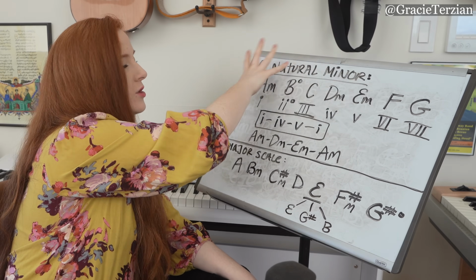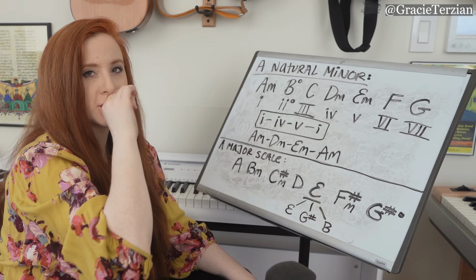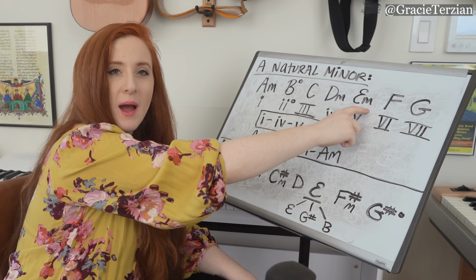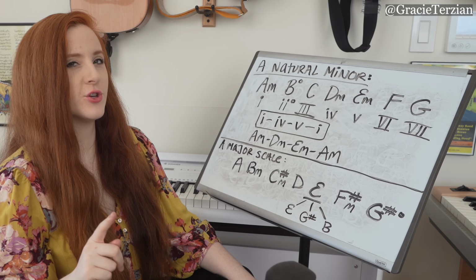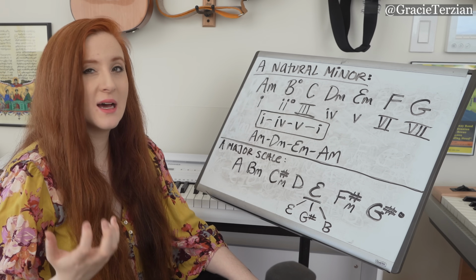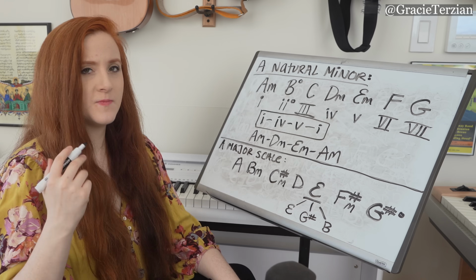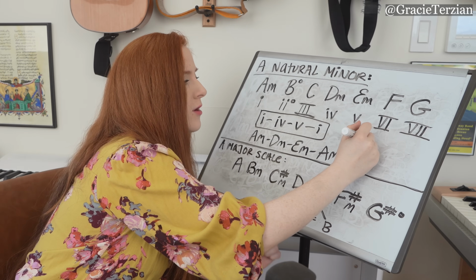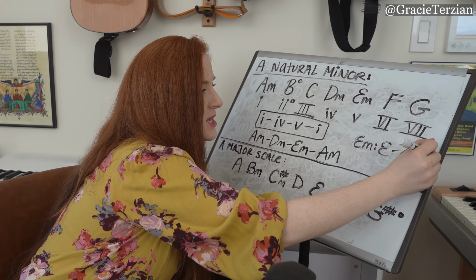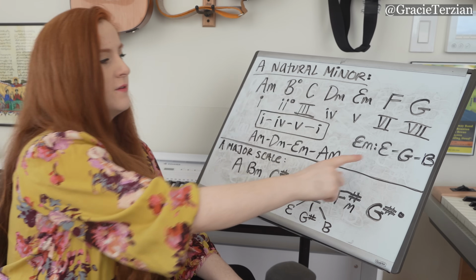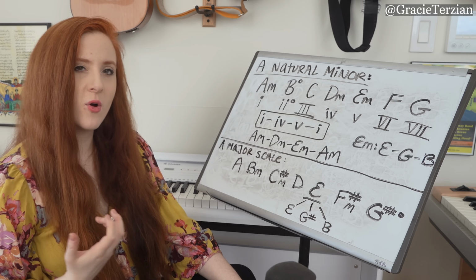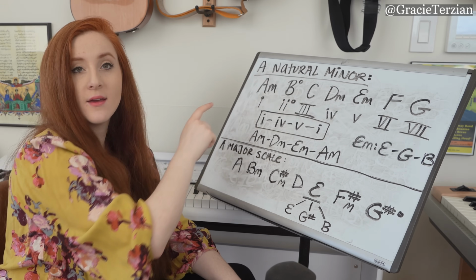Now, if we go back to the world of A natural minor, the dominant chord in A natural minor is E minor, okay? But here's the issue. E minor doesn't function that well as a dominant because it doesn't have a leading tone. You see, the notes in an E minor chord are E, G, and B. And none of these 3 notes, E, G, and B, none of them are a half step away from the tonic, which is A, okay?